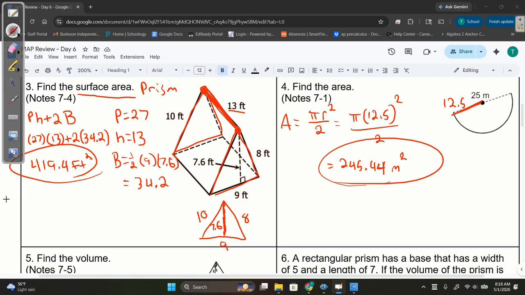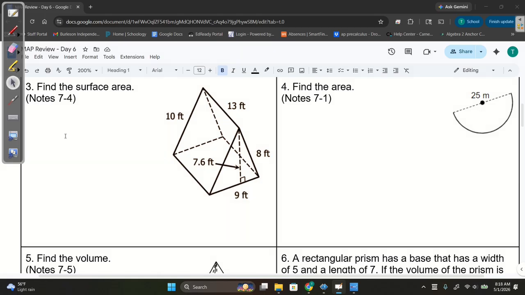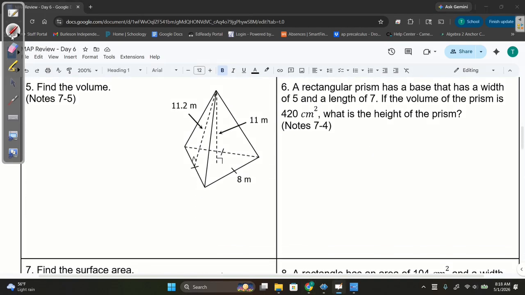Number 5. Number 5 says find the volume. Volume for a pyramid is 1/3 area of the base times the height. So, what I've got to do is find the area of the base, which is this triangle here. The area of the base is going to be 1/2 small b times h. So looking at this picture, I've got the small b, because that's 8. I'm missing the height.